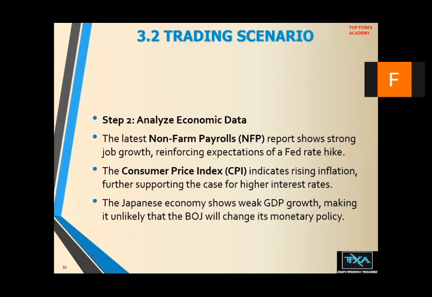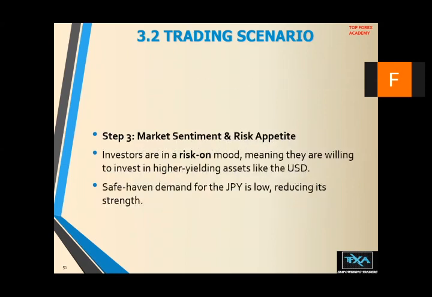So on our chart, we also see that the Japanese economy shows weak GDP growth, making it unlikely that the Bank of Japan would change its monetary policy. Now we move to step 3 to see what changes or tools we are going to analyze.